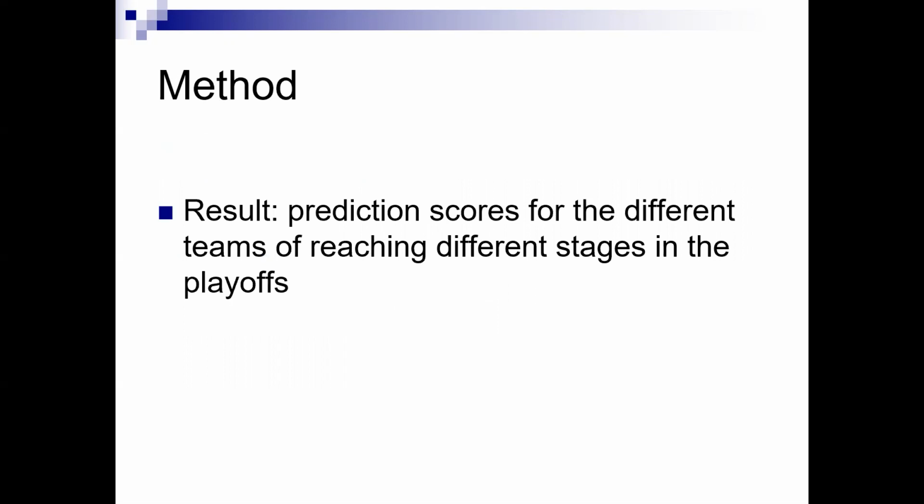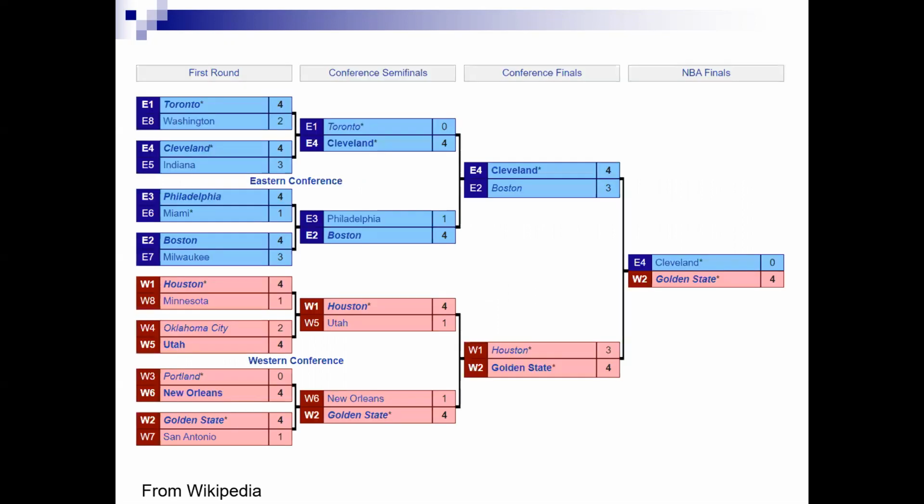So what we want to achieve in the end is a way to predict to which stage of the playoffs a team will reach. After the regular season, 16 teams will qualify for the playoffs. The playoff stages are first round, conference semifinal, conference final, NBA final, and NBA champion. As you can see, the teams are divided in two conferences, here in blue and in red. And the winners of the two conferences play the NBA final.